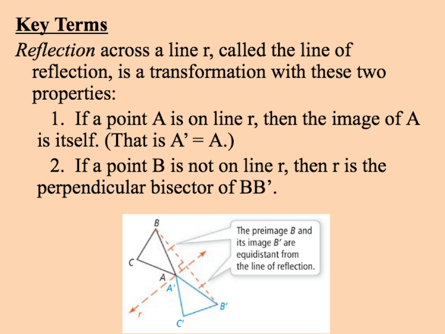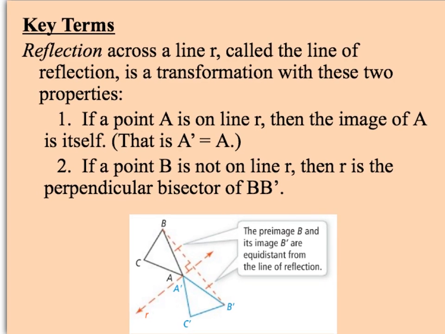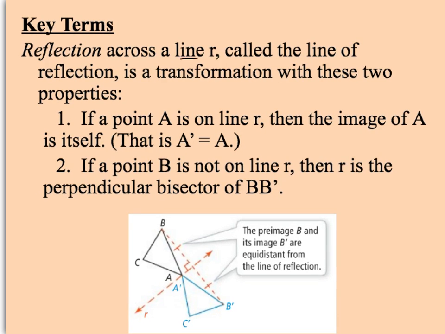If you have a reflection, there's always a line of reflection. So let's say it's line R. If there's a point that lies on line R, like point A in this picture here, then the reflected point is also going to be on line R. If a point, let's say like B, is not on line R, then it's going to create a perpendicular bisector to the new point with the line of reflection.